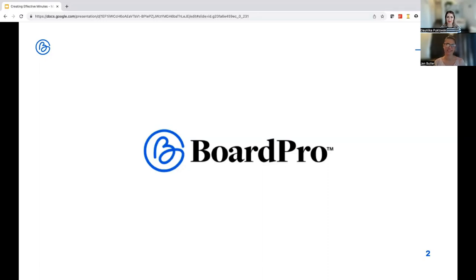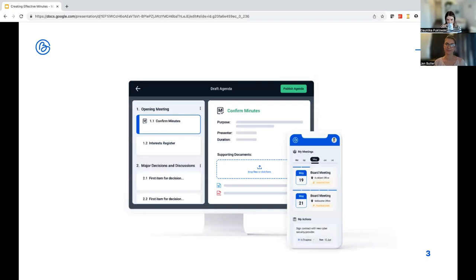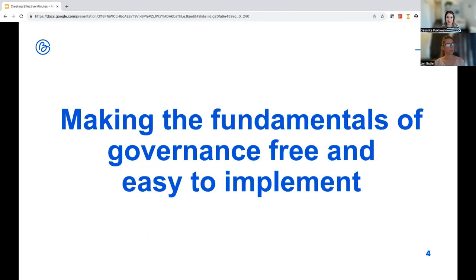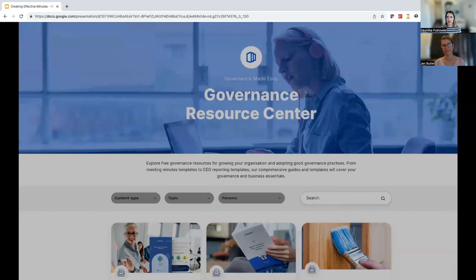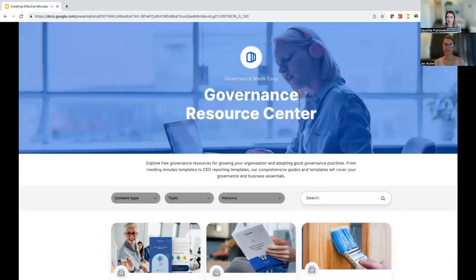Fabulous. So for those that know little about Board Pro, we are a board software provider that serves just over 20,000 users around the world. We enable organizations to prepare for and run their board meetings more efficiently and effectively with clever software, namely ours, with less time and deliver more impact and value for the organization. And as much as we are a software provider, part of our wider mission is to make the fundamentals of governance free and easy to implement for all organizations, especially those with resource constraints. Now, on our website, under the resources section, you will find a wealth of information. There's templates, guides, white papers, anything you need in and around the governance area to make your business life a little easier.